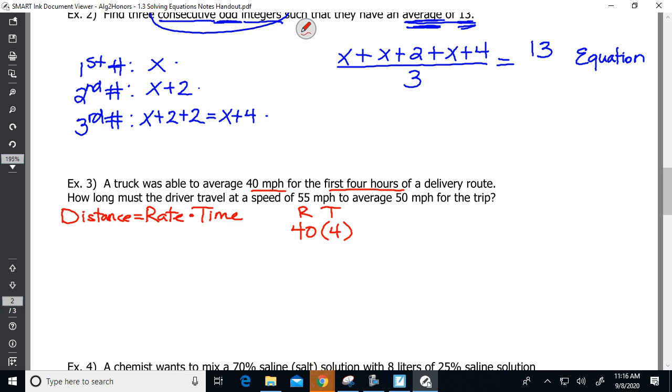He still kept driving. How long must the driver travel at a speed of 55 miles per hour? They're saying how long, which means you don't know the time. You divided by 3 in problem 2 because you had 3 separate numbers. If you take an average of something, you divide by the number of numbers you had. So in example 3, this represents the first 4 hours. You have a speed of 55 miles per hour for the remainder of the trip. Well, I don't know how long I was going. So plus 55 miles per hour times the time, which you don't know. So I don't know how long you were driving 55 miles an hour.